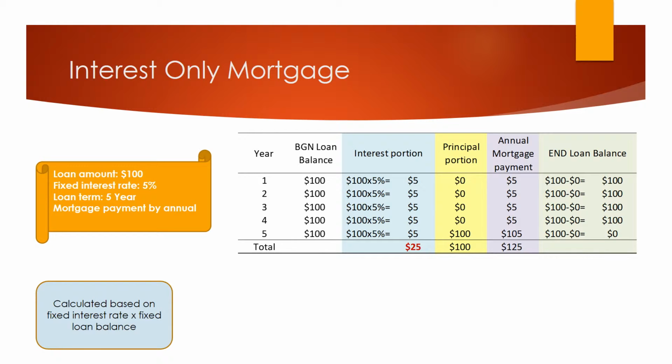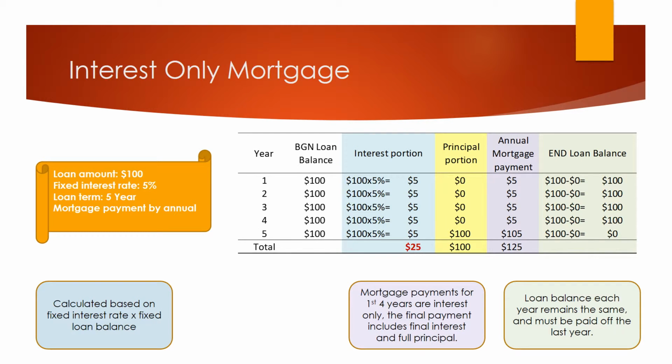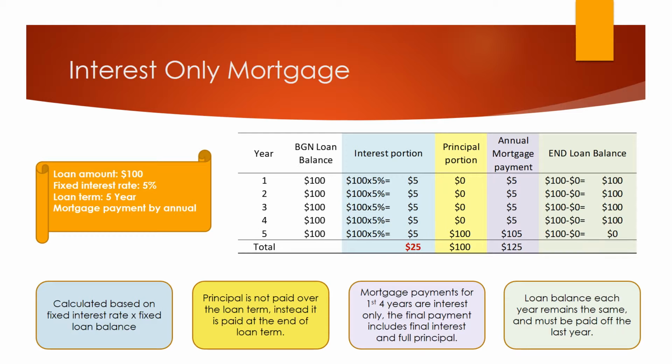So let's start with interest. Interest is still calculated using interest rate times loan balance. You can see in this case, the interest expense remains at $5 per year, not decreasing. Notice that the loan balance remains at $100 each year. This is because for interest-only loan, 100% of the mortgage payment is interest expense. No principal portion has been paid down over the entire loan period until the end of the loan term.